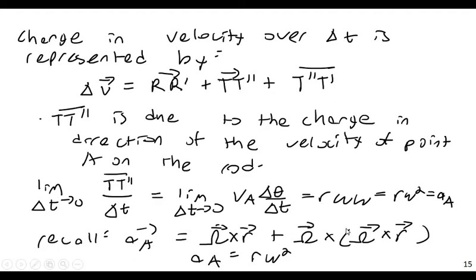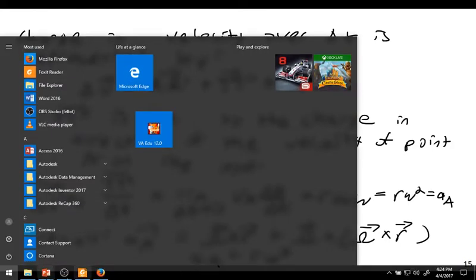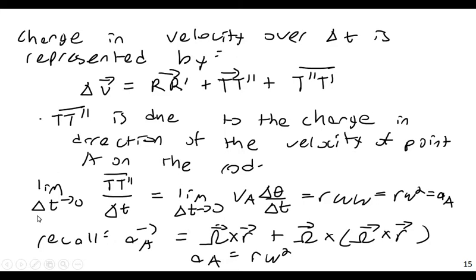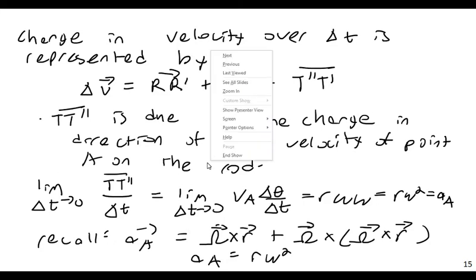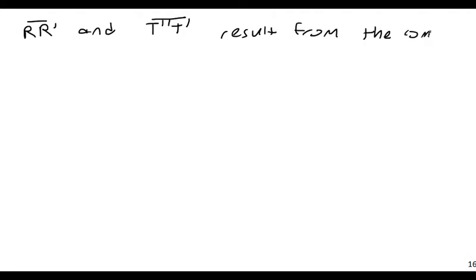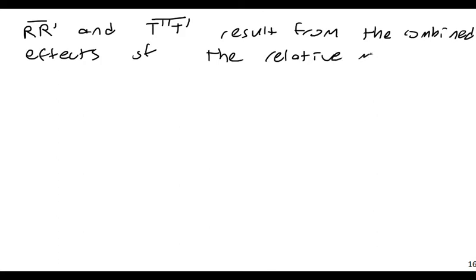And then if I want to look at RR then, okay, let's see here. Okay, we're good. And then another note, RR prime, and T double prime T prime. Isn't this fun? Result from the combined effects of the relative motion of P and the rotation of the rod.